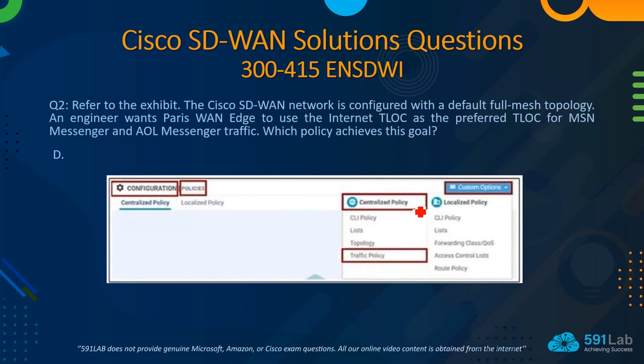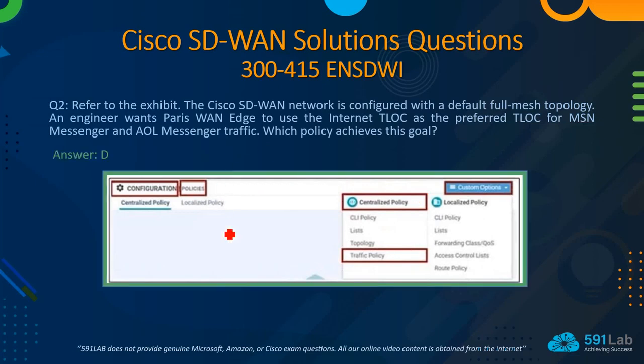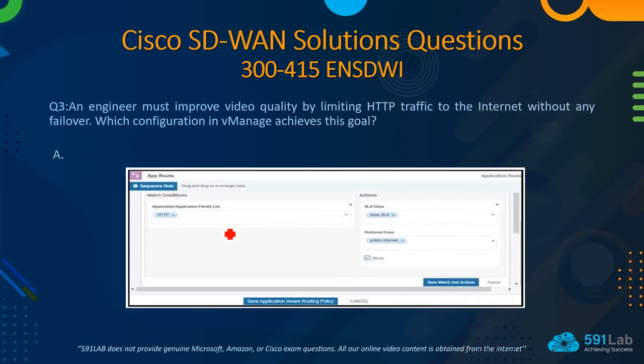D, we have a centralized policy, which is correct, and traffic policy. Traffic policy is used to match on a specific type of traffic, which is correct. Here we have a specific application, which is MSN Messenger and AOL Messenger traffic. Okay, so the correct answer should be D. Now let's move to the next question.